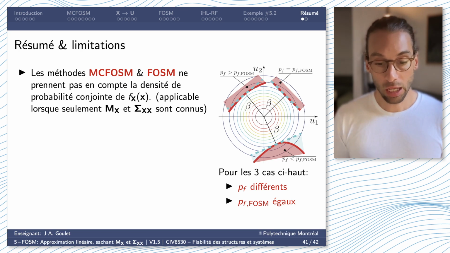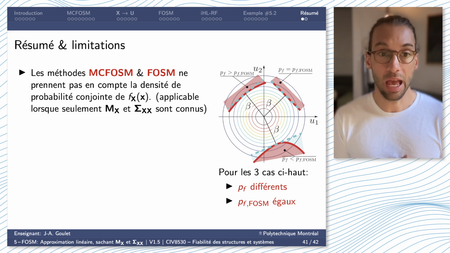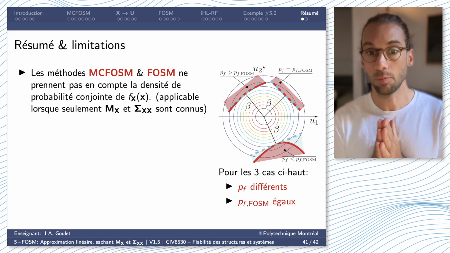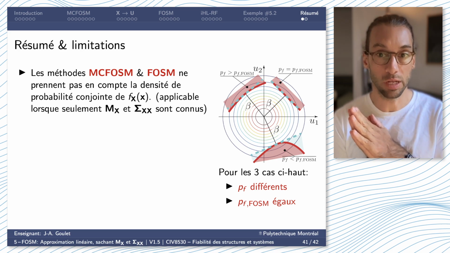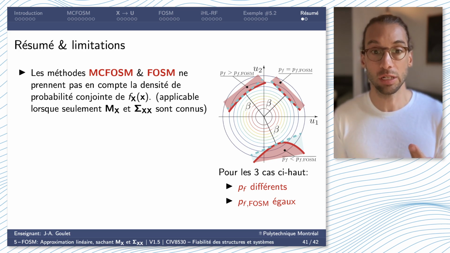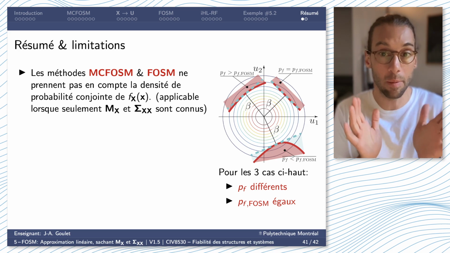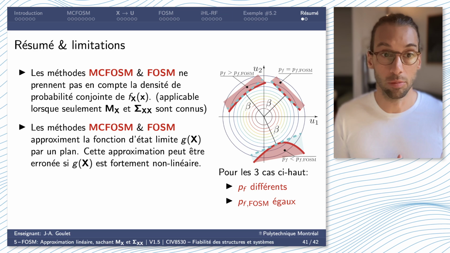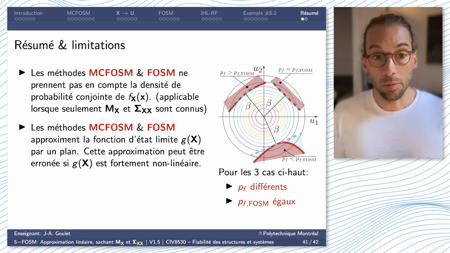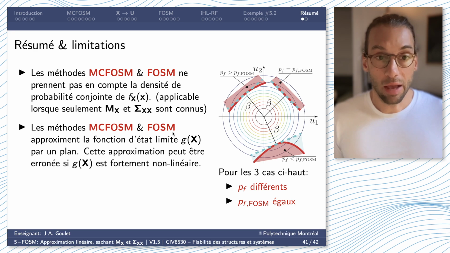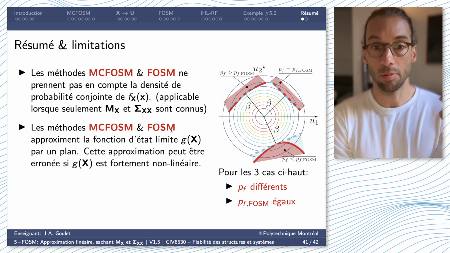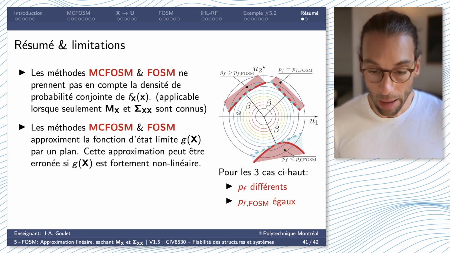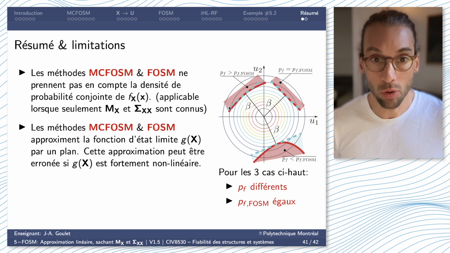So in summary, the MCFOSM and FOSM methods are based on the principle that we only have access to the mean vector and covariance matrix for my random vector. That implicitly makes the assumption that I model my joint probability density by a Gaussian random variable. In both cases, for MCFOSM and FOSM, this might not be a very accurate representation of my probability of failure because it's always going to approximate the limit state surface by only a plane.